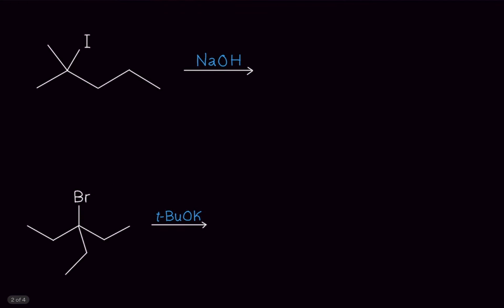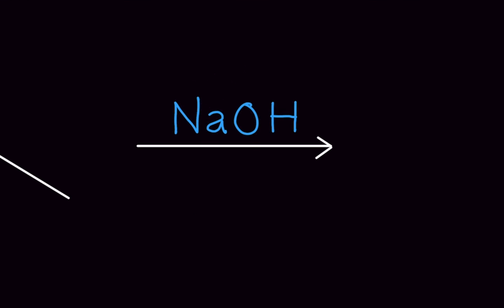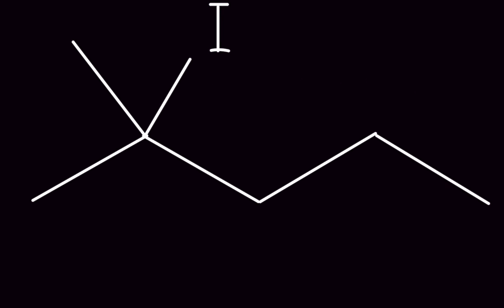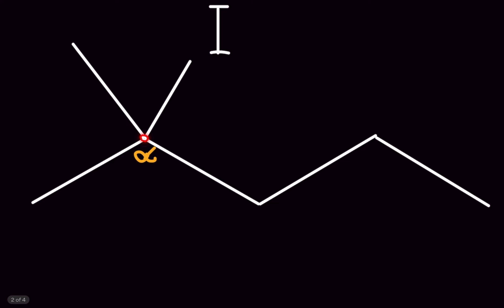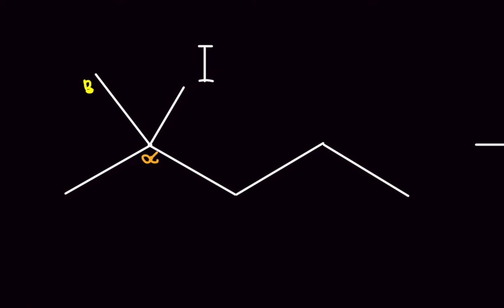All right, let's do this one. Our base is sodium hydroxide. This is not a bulky base. So by default, the Zaitsev product, the more substituted product, will be our major product. All right, first thing, find the alpha carbon. The alpha carbon is the one directly bonded to the halogen, right? The beta carbon is everything surrounding, all the carbons that are attached to the alpha carbon. We have this one, and then this one.